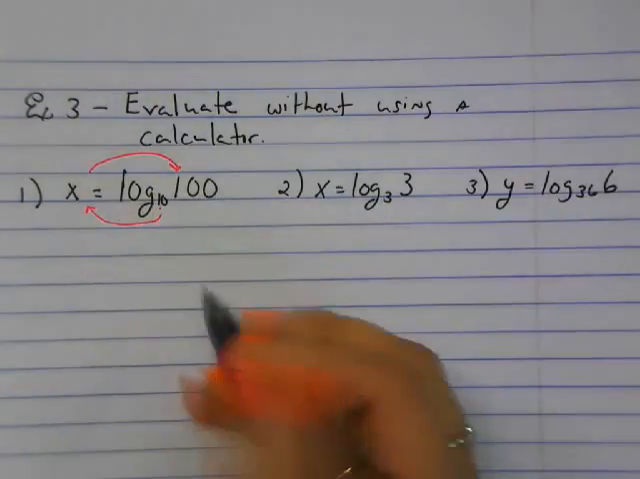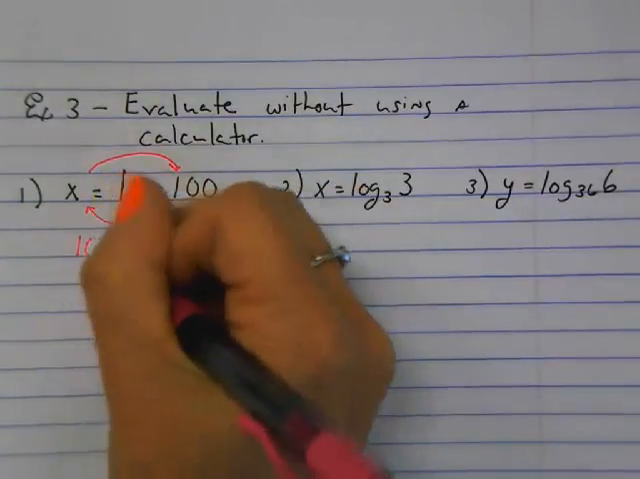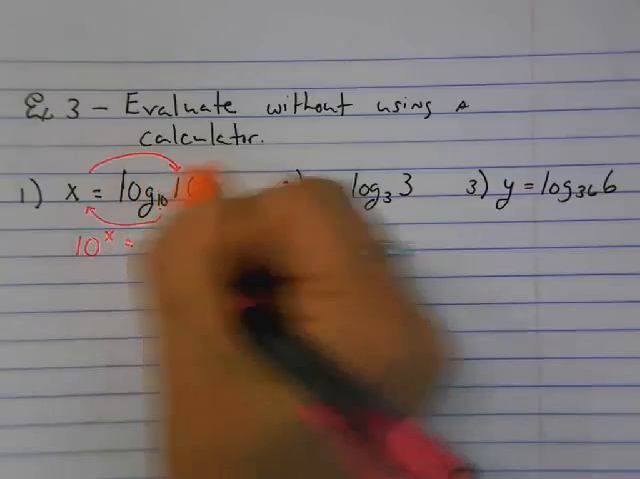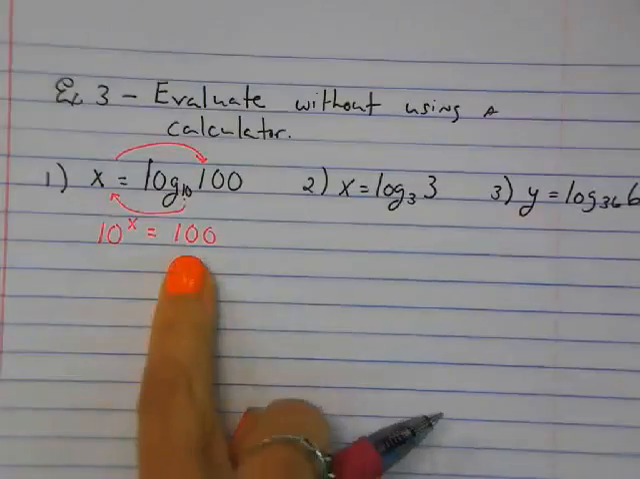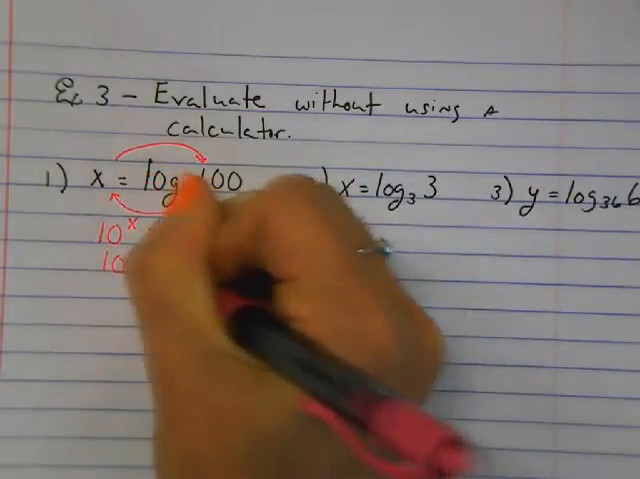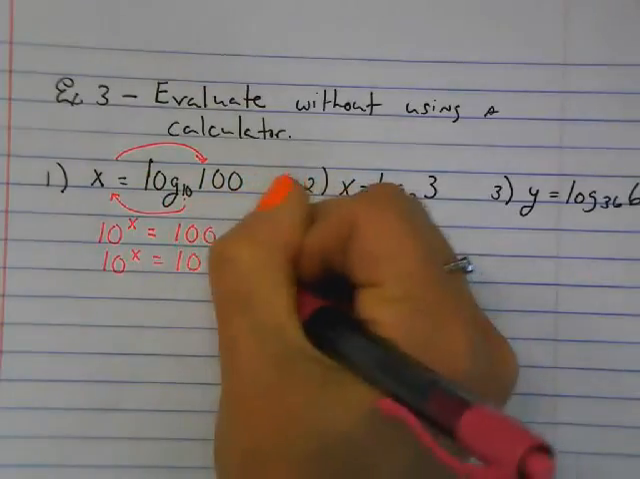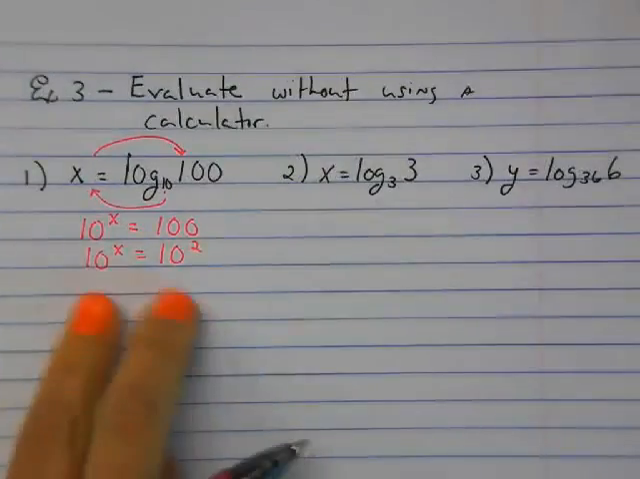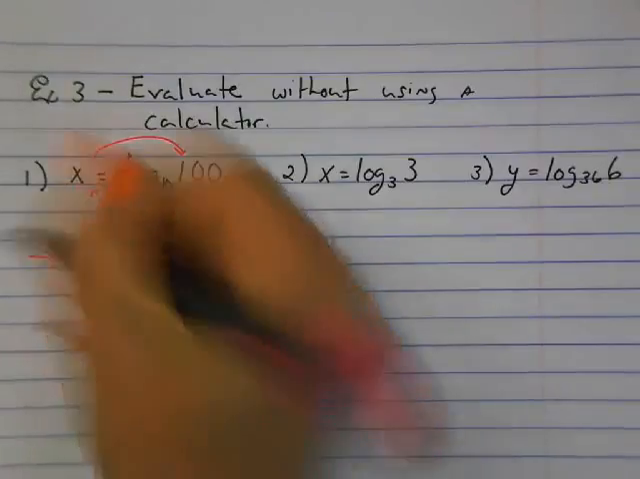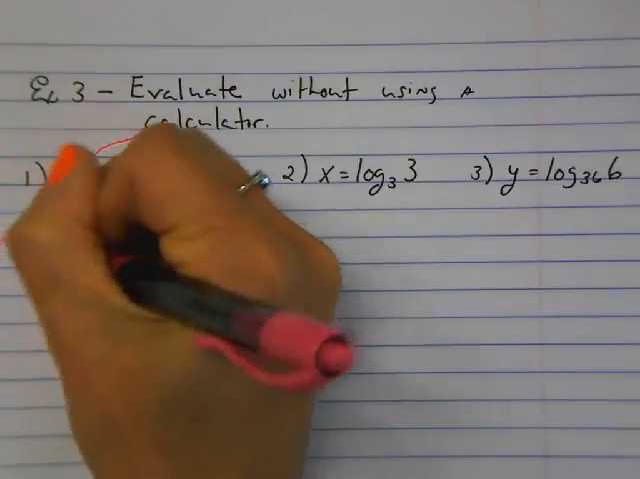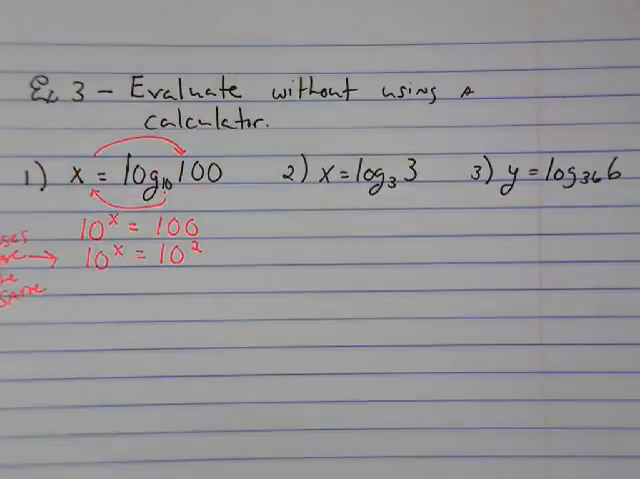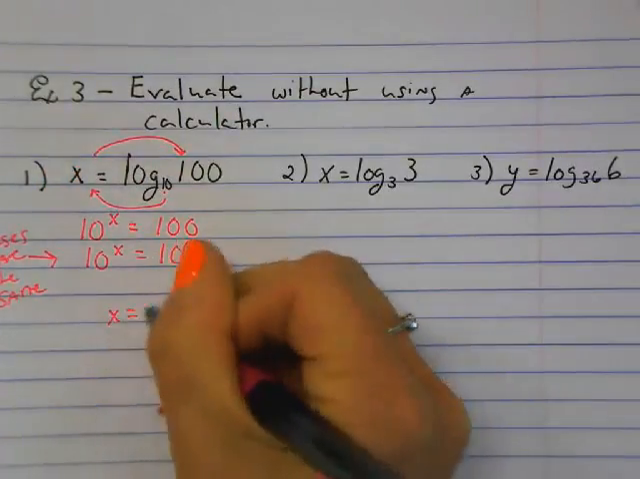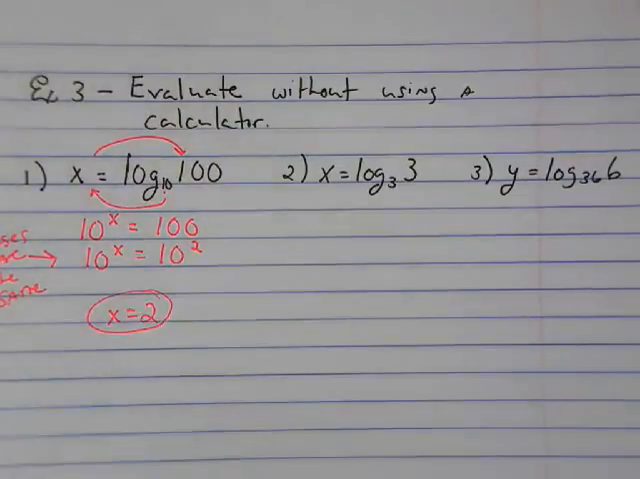So 10 to the x power is equal to 100. Now, how could you write 100 with a base of 10? Do you agree that 100 is 10 squared? Now, at this point, because the bases are the same, you drop them. So you just drop the bases and get x equals 2, and that's my answer. So we have no reason to get upset that we don't have a calculator.